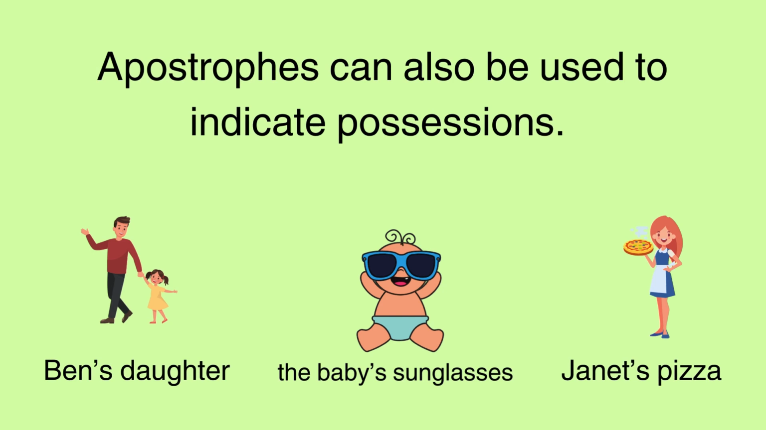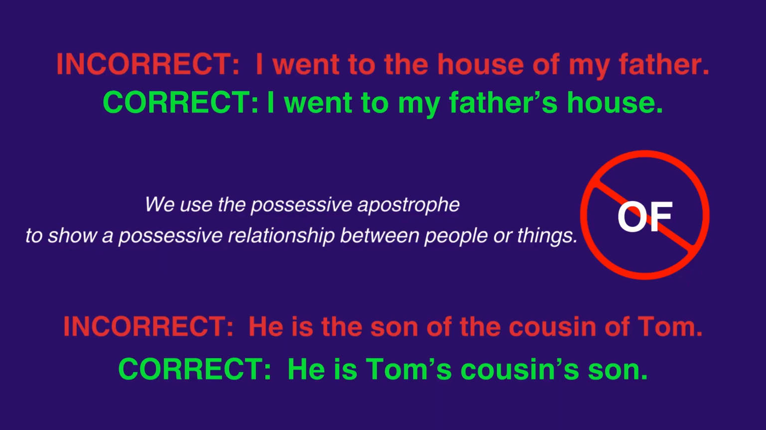Apostrophes can be used to indicate possessions. We use the possessive apostrophe to show a possessive relationship between people or things.